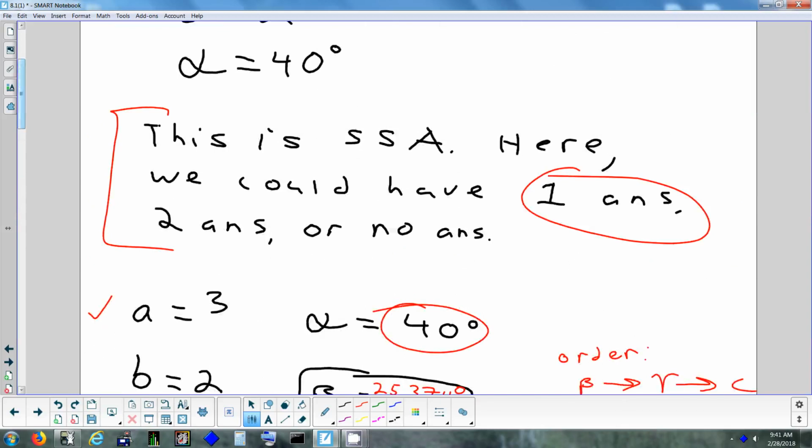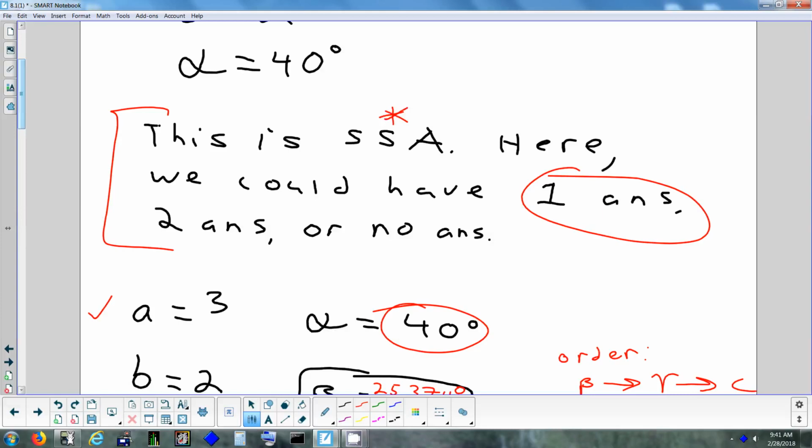In terms of length of time, this one's kind of in the middle. It takes about the same amount of time as the other problems we've done. Two solutions takes longer. No solution is very quick. You find out right away there's no answer, and then you just stop. Side-side-angle is the only case where this can happen. It will never happen with the other two cases we did today.